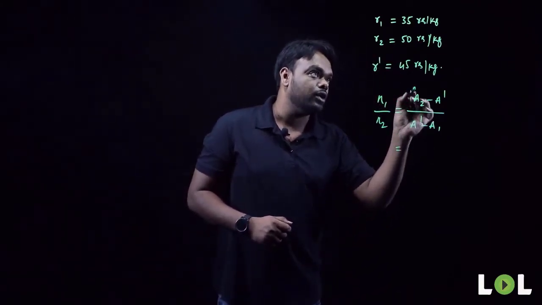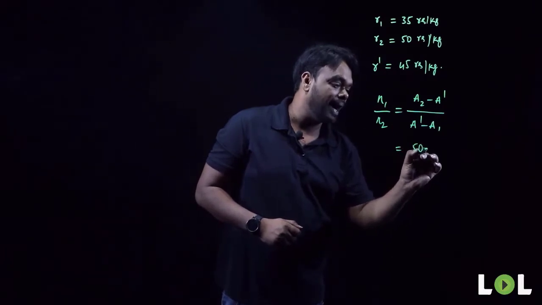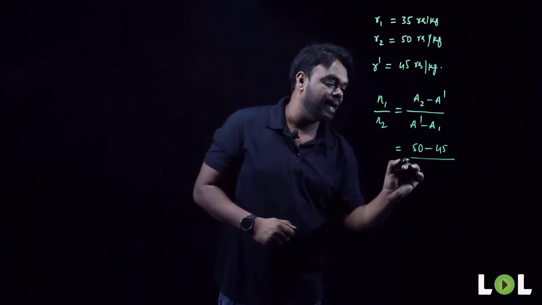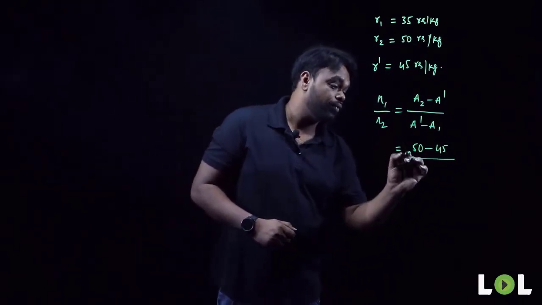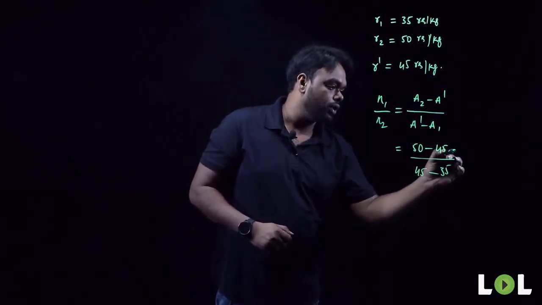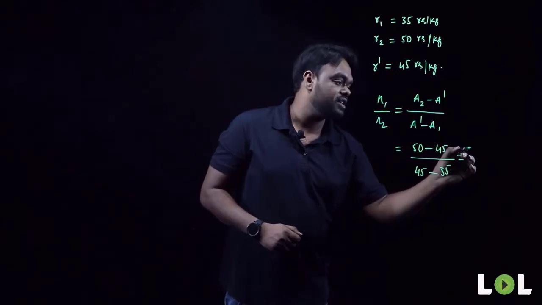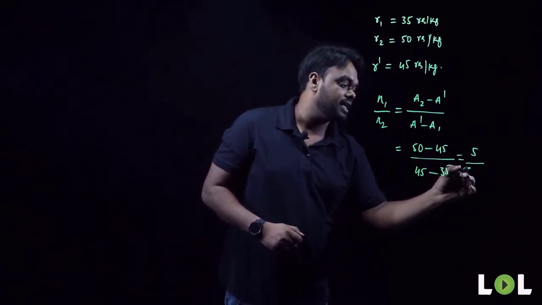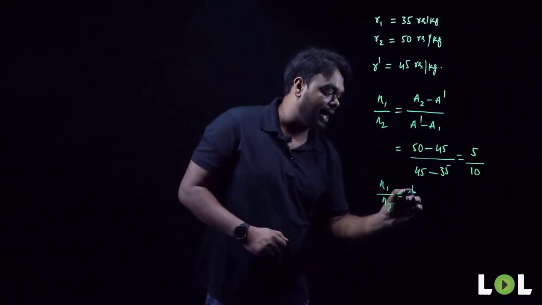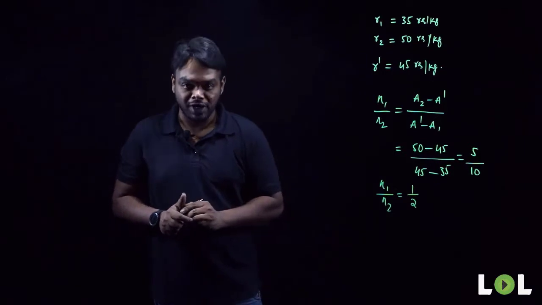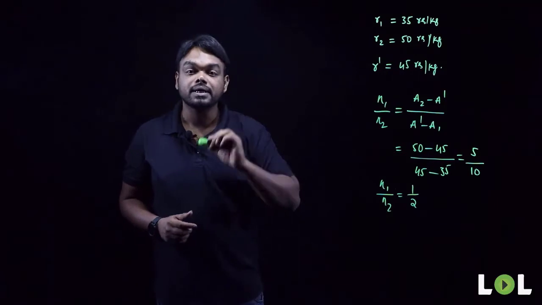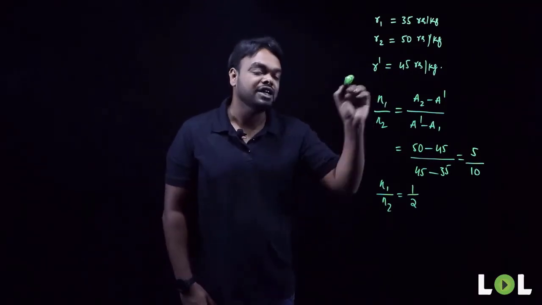So, in this case, A2 is the higher price, that is 50, minus A dash, the mean price, that is 45 rupees per kg, divided by A dash, again 45 rupees, minus A1, the lower price, that is 35. If you solve this, you get 50 minus 45 is 5, divided by 45 minus 35 is 10. So, N1 by N2 equals 5 by 10, which is nothing but 1 by 2. It means you have to mix both the rice in the ratio of 1:2 so that the mixture will cost you 45 rupees.